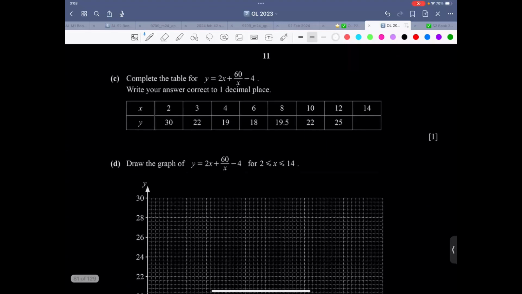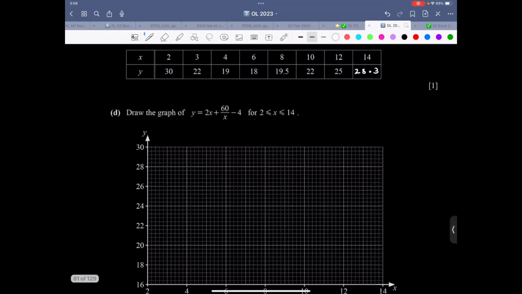Now it says complete the table for this thing. Use your answer correct to 1 dp. Now, first thing, we have to plug in 14. So y equals 2 into 14, plus 60 over 14, minus 4. Use a calculator, and then this 1 decimal place value comes out to be 28.3.